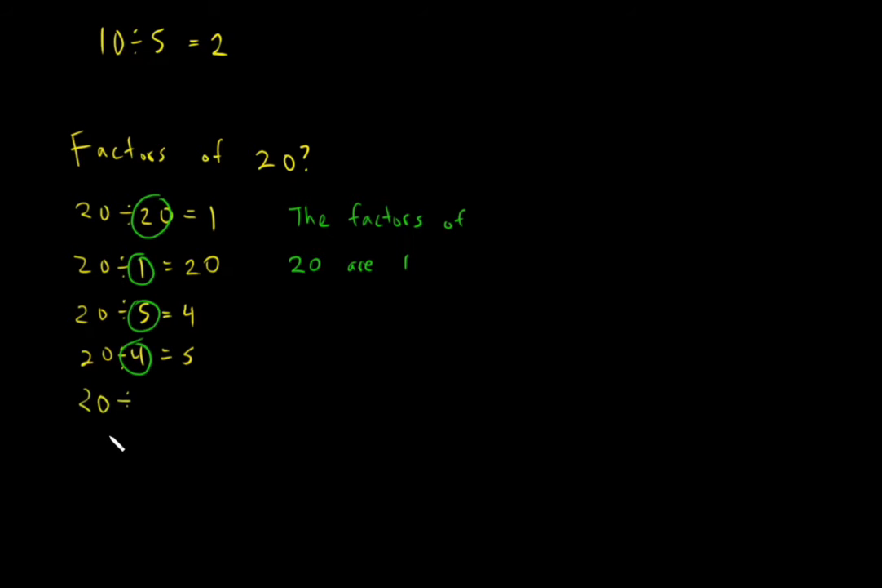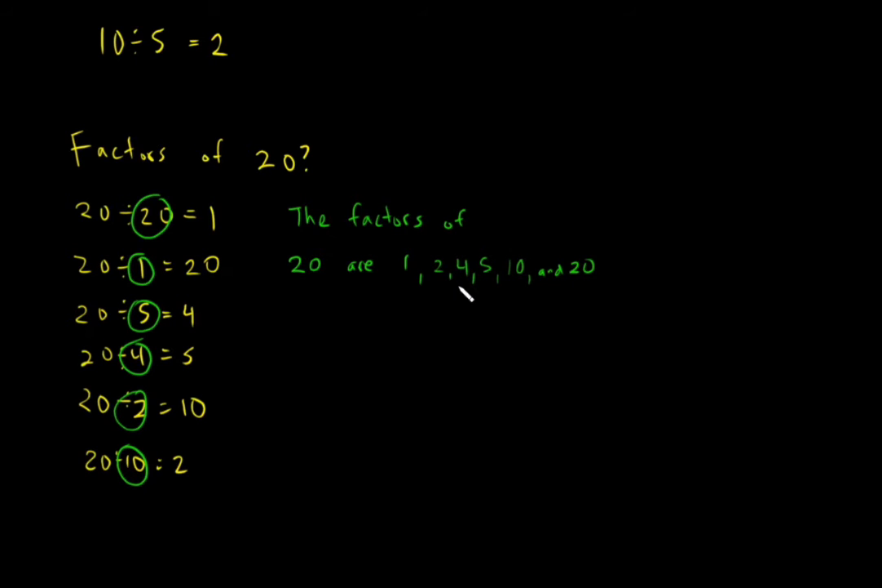So I'm going to talk about how you can avoid that mistake. Like, how do you know if you found all of them? And the trick is you have to know your multiplication tables. So 20 divided by 2, that'll be a 10. And then 20 divided by 10 would be 2. So we can include those as well into our list of factors. So the factors of 20 are 1, 2, 4, 5, 10, and 20.